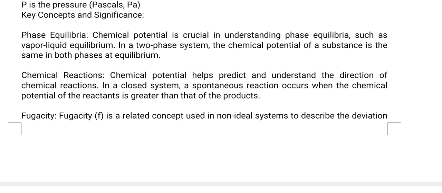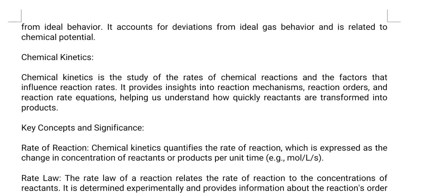Then fugacity. Fugacity is a related concept used in non-ideal systems to describe the deviation from ideal behavior. It accounts for deviations from ideal gas behavior and is related to chemical potential. Then chemical kinetics. Chemical kinetics is a study of the rates of chemical reactions and the factors that influence reaction rates. It provides insights into reaction mechanisms, reaction orders, and reaction rate equations, helping us understand how quickly reactants are transformed into products.